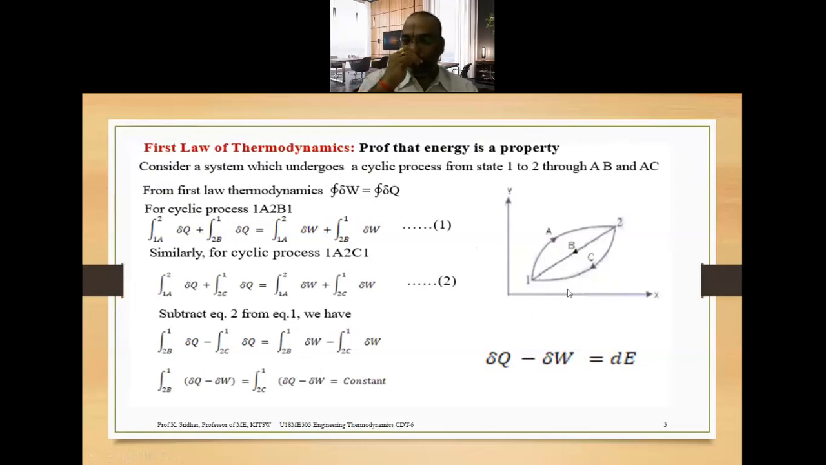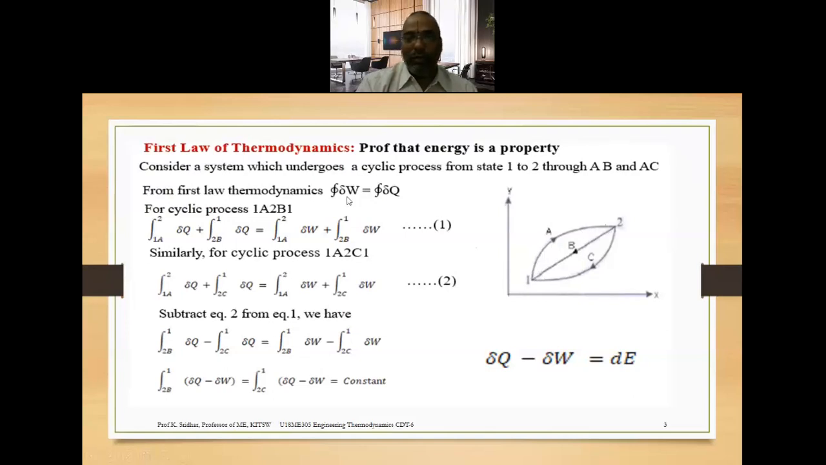Now, when a given parameter is a property, its value will not change whether it follows path A or path B or path C. That is, it is independent of the path followed, then we can say that it is a property, it is a point function, and it is an exact differential or perfect differential. So we have 1A2B1, which is one cyclic process, and the next one, 1A2C1, is another cyclic process.